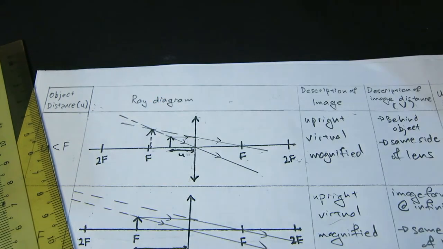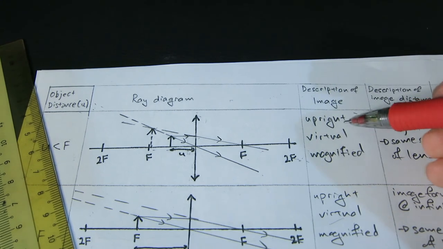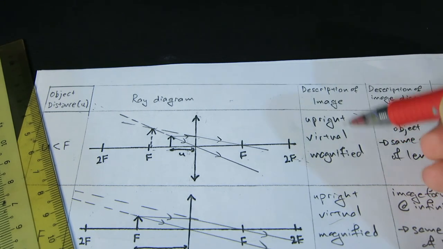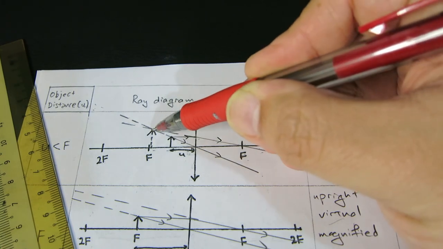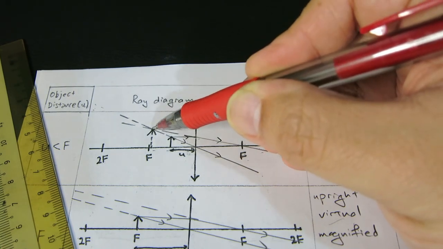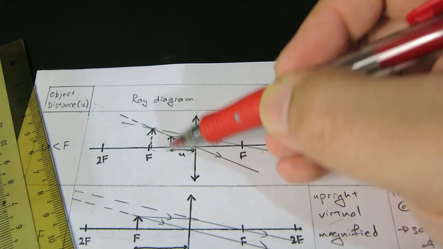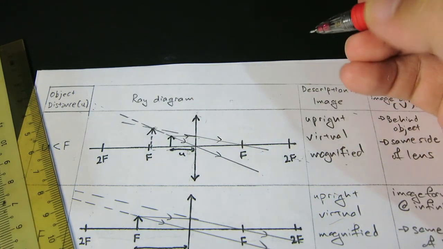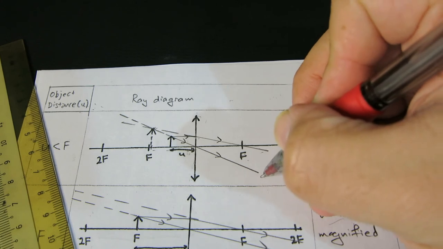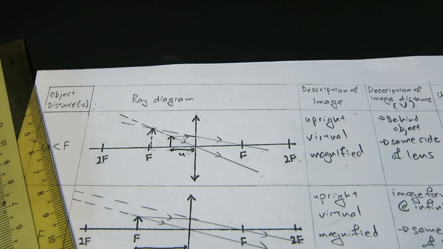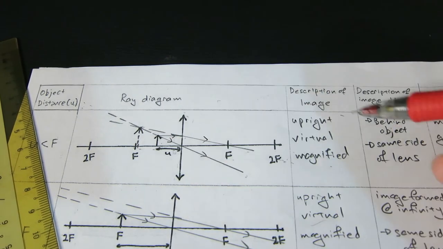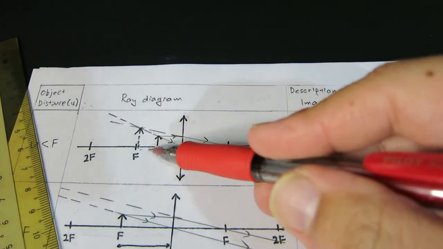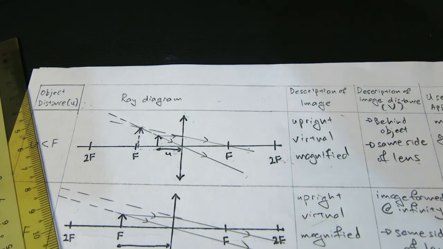Alright, so now this image is a virtual image. It's upright. Remember, the light rays are coming up from the top, so it will form the corresponding image point on the top, and it is magnified because it is bigger. Now, this may seem a little bit confusing until I give you the example. So the descriptors are that it's formed behind the object and it's on the same side of the lens. Previously, all the images were formed on the other side of the lens.